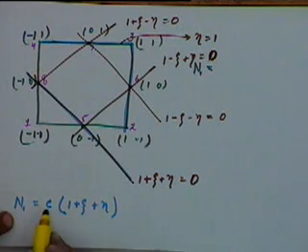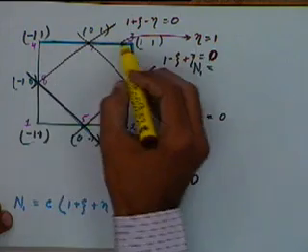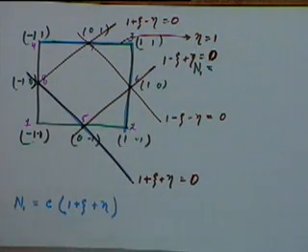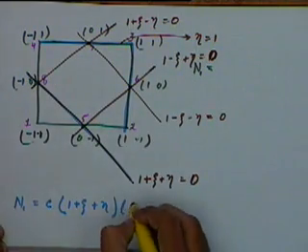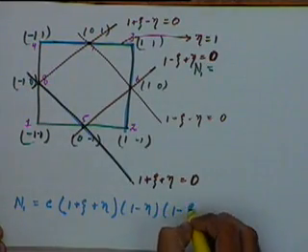So this N1 will be some constant multiplied by 1 plus zeta plus eta, multiplied by the equation of this line, that will give us 1 minus eta, and similarly this vertical line will give us 1 minus zeta.